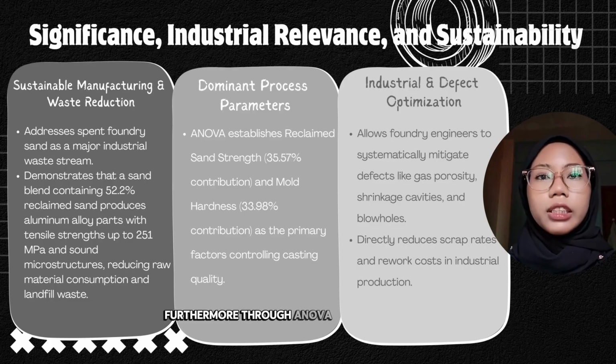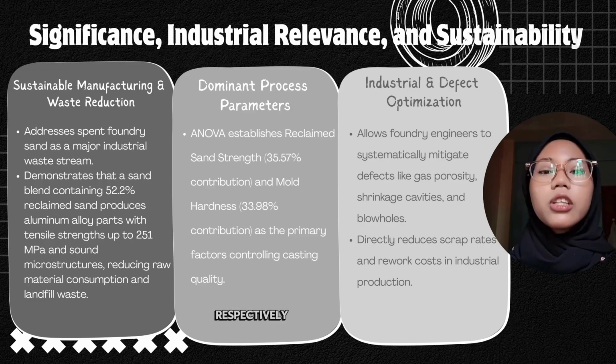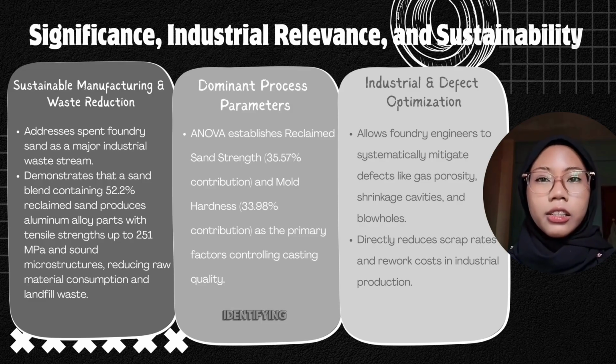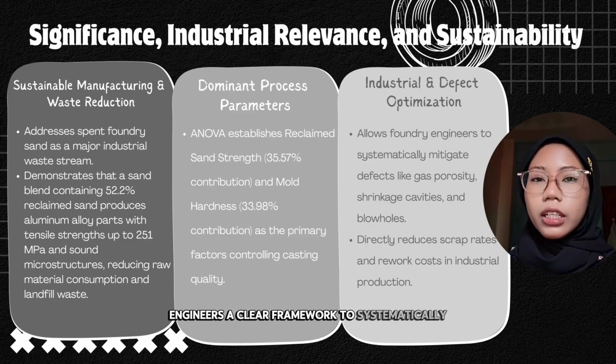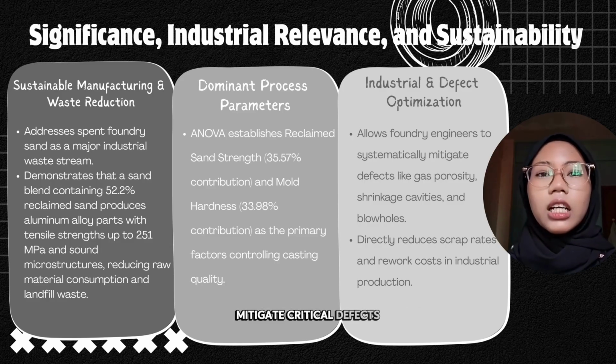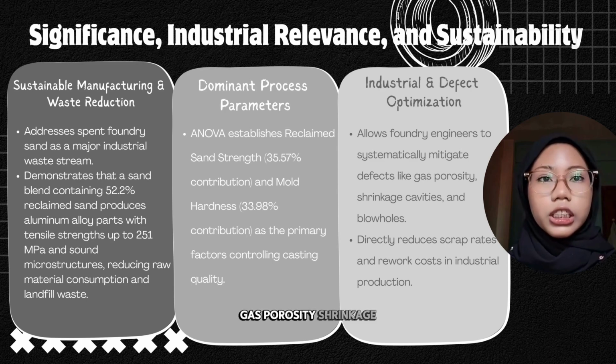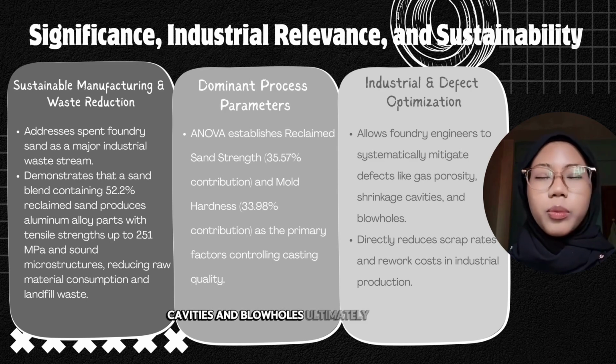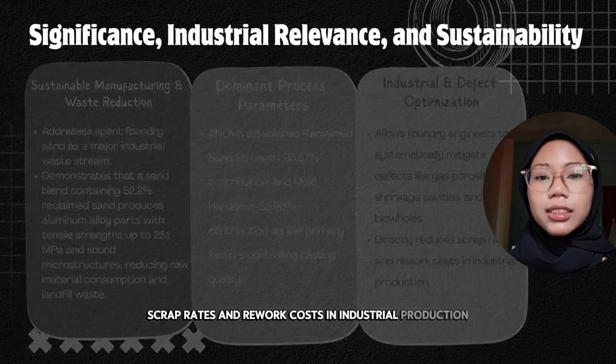Furthermore, through ANOVA statistical analysis, this study pinpoints reclaimed sand strength and mold hardness as the two dominant process parameters, contributing over 35% and 33% respectively to casting quality. Identifying these key factors gives foundry engineers a clear framework to systematically mitigate critical defects such as gas porosity, shrinkage cavities, and blowholes, ultimately driving down scrap rates and rework costs in industrial production.